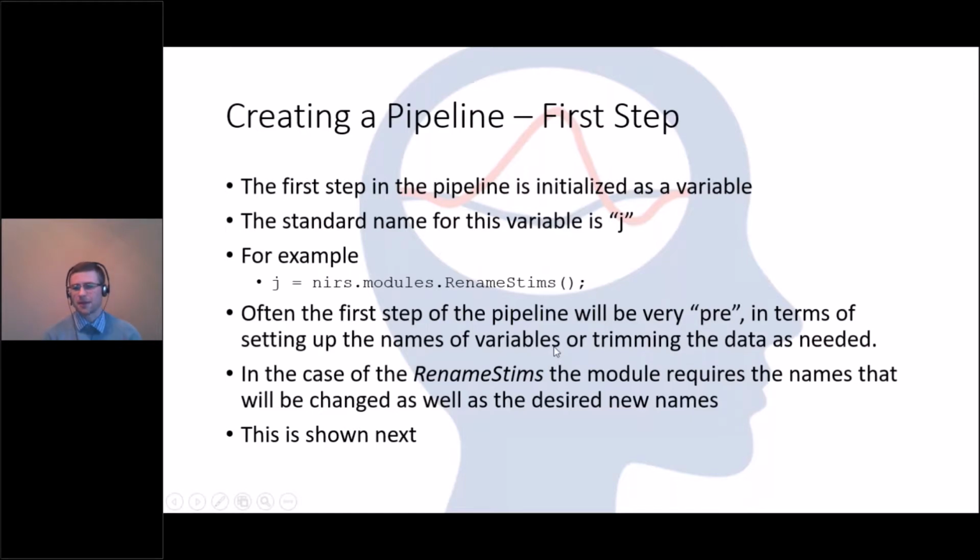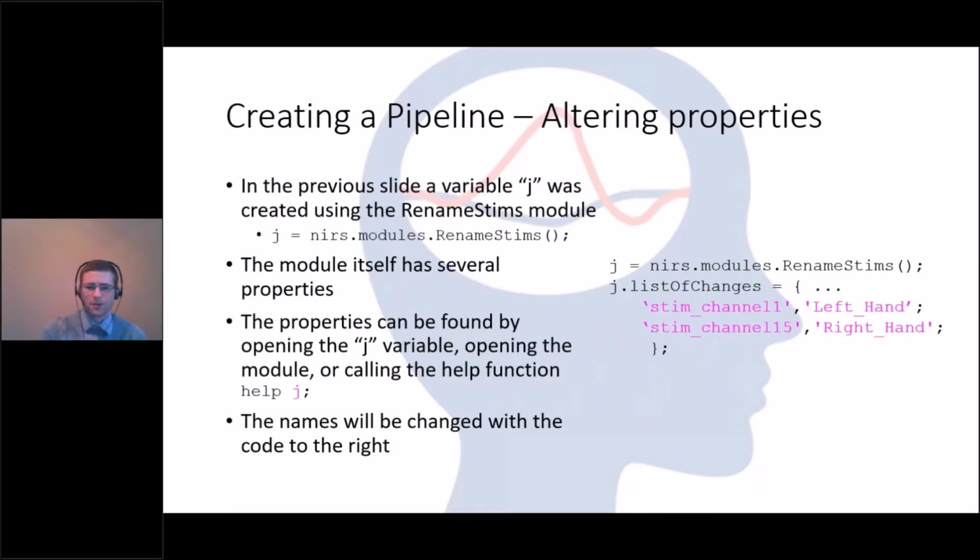Often the first step of the pipeline, as I mentioned, I call it pre, because you're essentially setting up your data to be processed. People call it pre-processing or whatever, but in my mind it's a separate task from full-on processing. So here we're going exactly back to where we started. I want to change the name of these stimuli. So I create my open variable, save it as j. I adapt it as I need, and now stim channel 1 will become my left hand. Stim channel 15 was my right hand. That's what I was tapping, my left and right hand, during this.